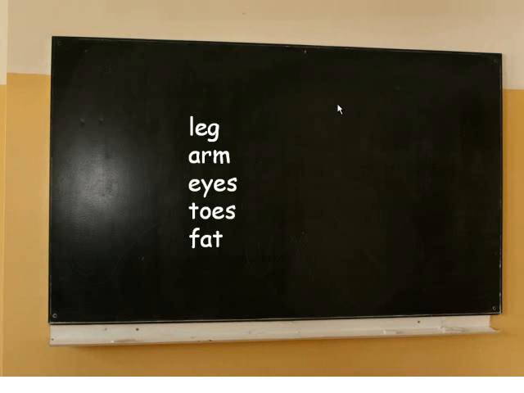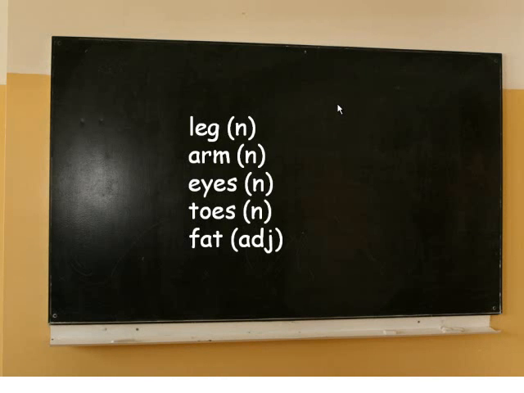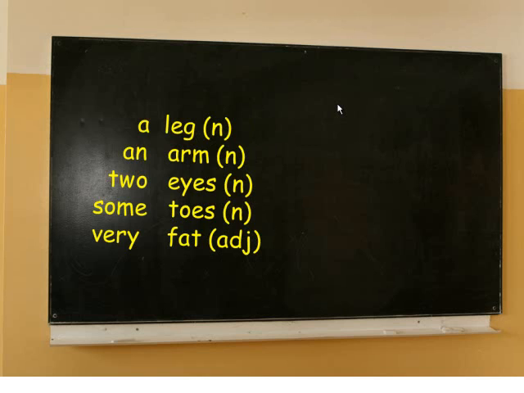Same words. Leg, mice, toes, fat. Okay, great, but maybe we can give them a little bit more information without using too much space. What about this? They'd like to know what part of speech it is. Something else which I think is extremely important is adding an article or something else before, to give it a bit more context and just to learn more language. A leg, an arm, two eyes, some toes, and a very fat.